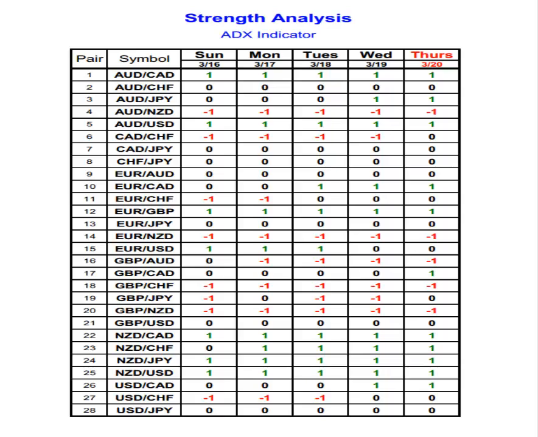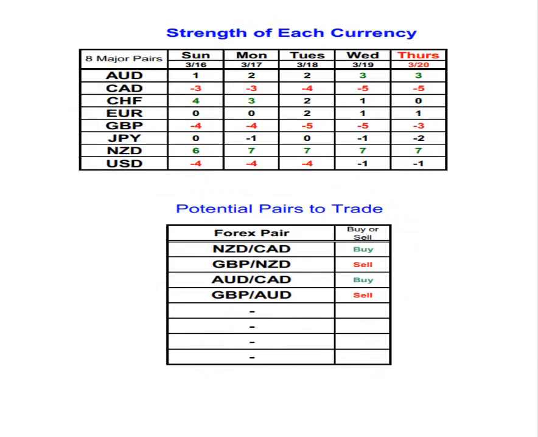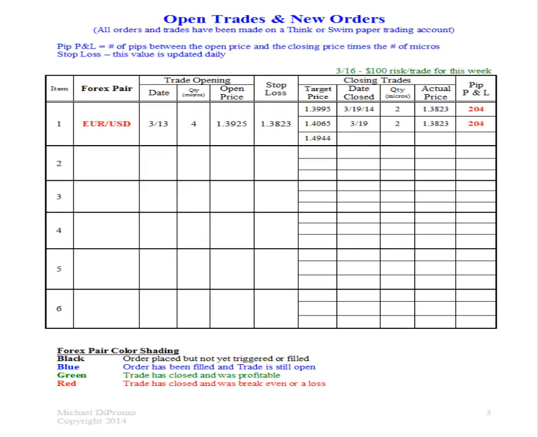Here's the ADX analysis chart for Thursday, March 20th. Please compare this with the results of your analysis. From the ADX analysis and the strength calculator, we have the following currency strengths. There are 2 strong currencies and 2 weak currencies. There are 4 qualified pairs: the New Zealand Canadian dollar, the pound New Zealand dollar, the Aussie Canadian dollar, and the pound Aussie dollar. Here's our trade summary chart for March. For open trades, there are presently no open trades. As for new orders, no new orders were placed today.